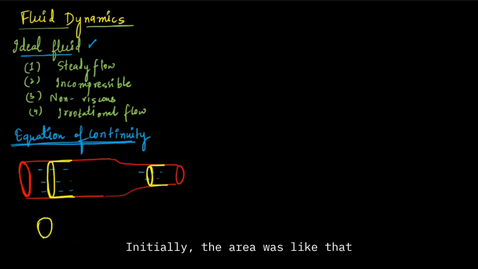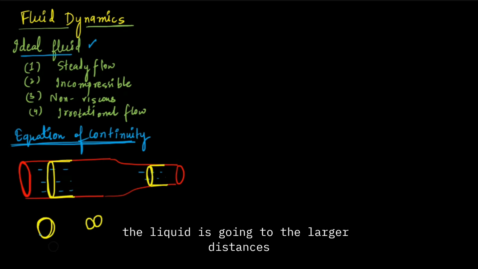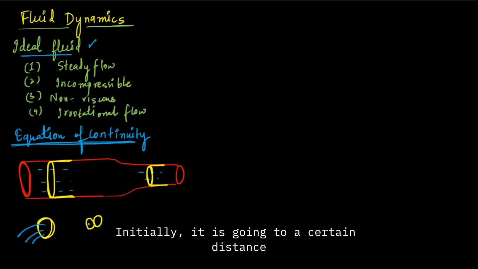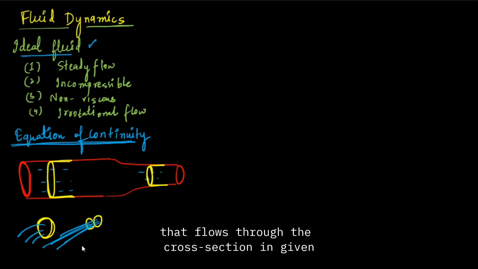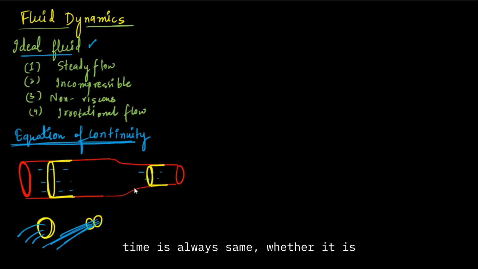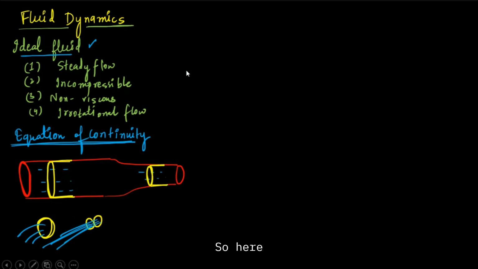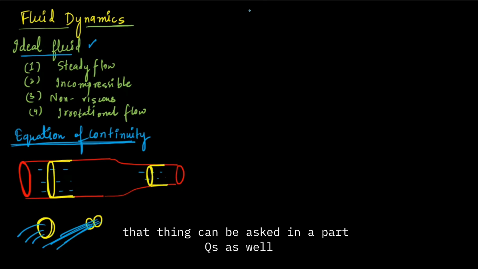Initially, the area was like that. Now, what you did is you pressed it so that the area reduced. When you did this, the liquid is going to a larger distance. Initially, it is going to a certain distance, but now it is going to a larger distance. Why? Because you have reduced the area. This is happening because the mass of fluid that flows through the cross section in a given time is always the same, whether it is the initial one or the final one. So that is the most important part you have to keep in mind about flow of any sort of ideal liquid. That can be asked in FRQs as well.